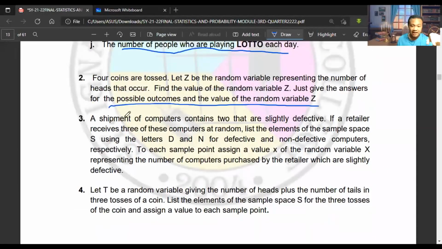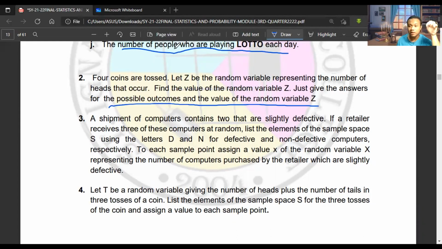Next is a shipment of computers that contains two that are slightly defective, okay? So at least two contains two that are slightly defective. A retailer receives 3 of these computers at random. List the elements of the sample space using S, okay? Letters D and N for defective and non-defective computers respectively. To each sample point, assign a value of X, the random variable X representing the number of computers purchased by the retailer which are slightly defective, okay?